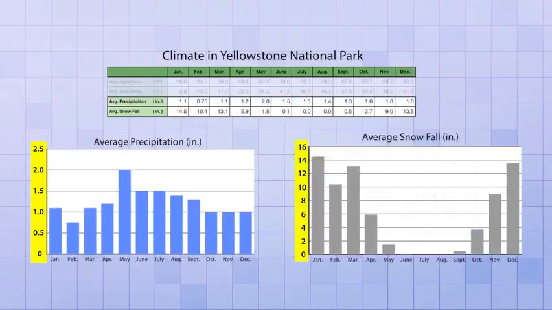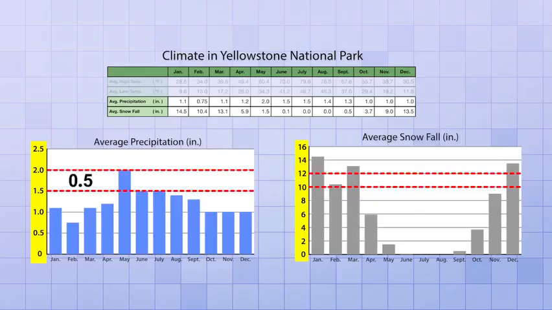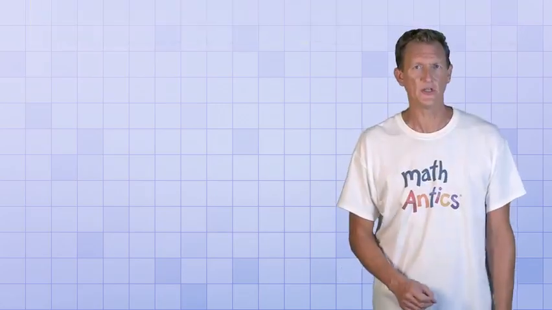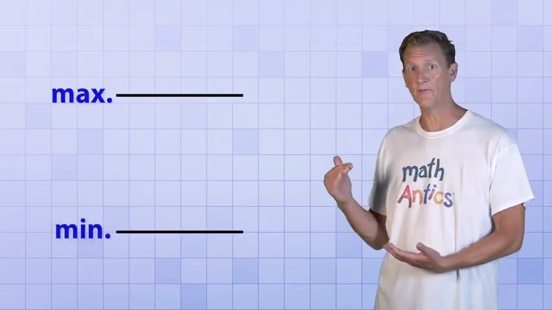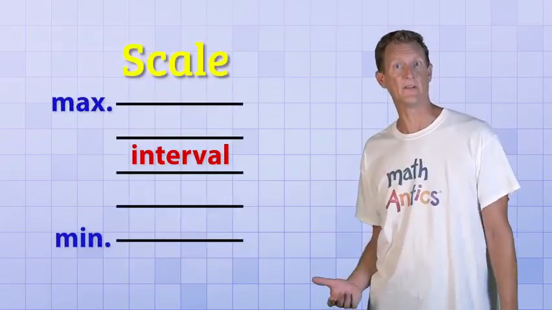The rainfall graph starts at a minimum value of 0 inches and goes up to a maximum value of 2.5 inches, while the snowfall graph starts at 0 and goes up to a max of 16. Also notice that each graph uses a different size subdivision on the vertical axis. The rainfall graph has a division every 0.5 inches, while the snowfall graph has a division every 2 inches. The size of these subdivisions is called the interval of that axis. This combination of minimum value, maximum value, and interval form the scale of an axis.